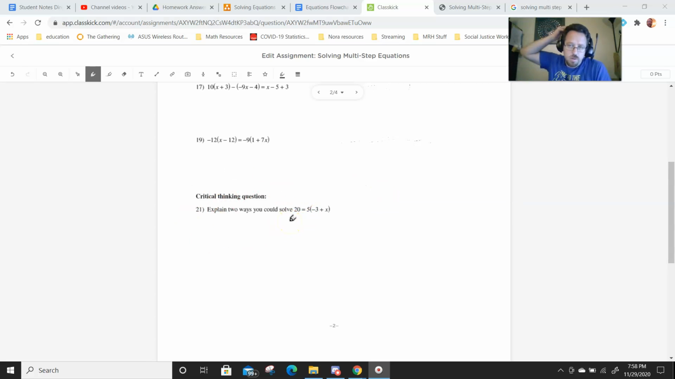Okay, last thing I want to talk about here is number 21. It's labeled critical thinking in here, but I think this is actually pretty essential to anybody moving into upper mathematics, is to understand there's multiple ways to go about solving equations. And the more flexible you are, the better it is for you in later grades.